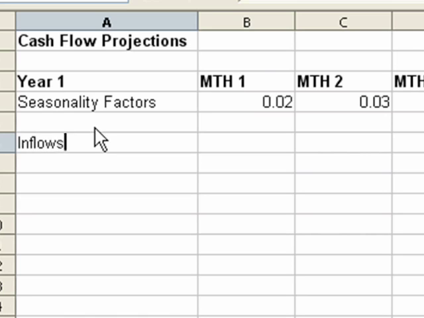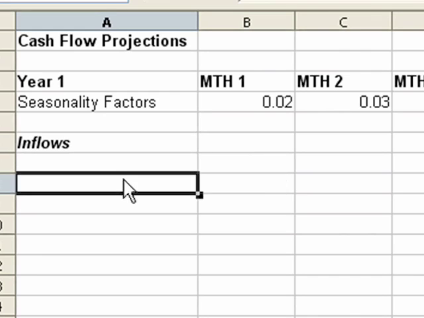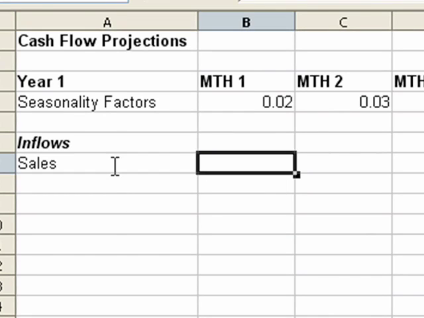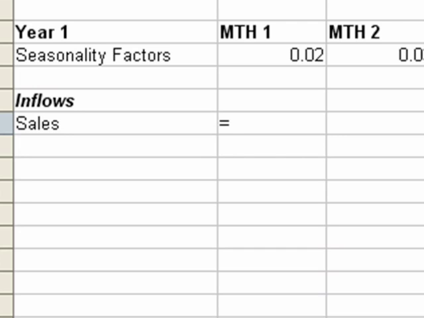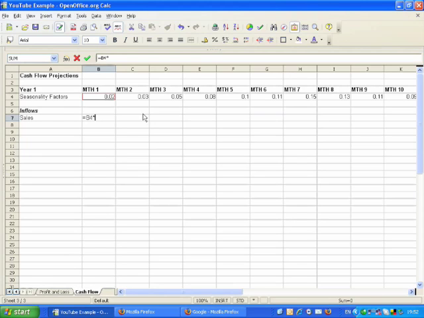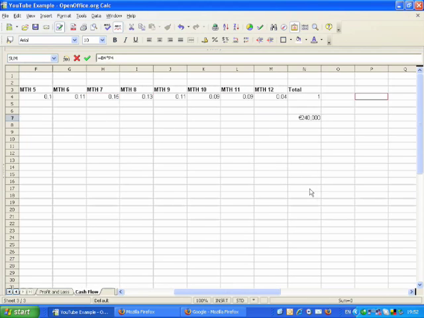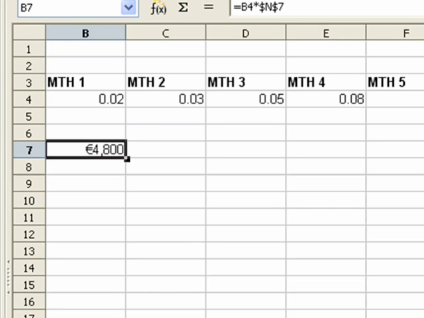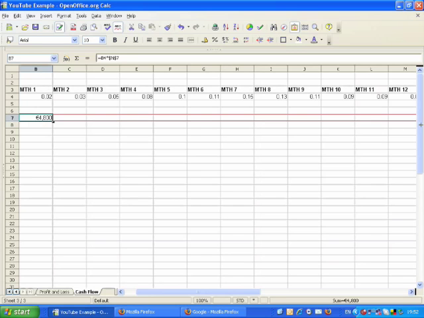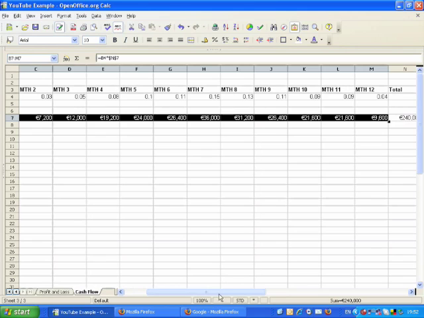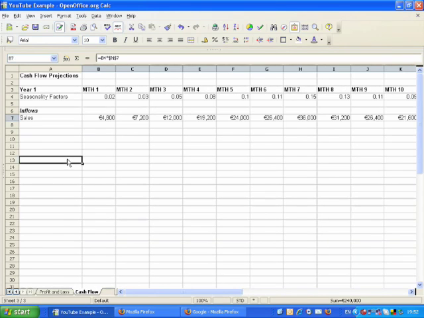Once we've done this, we'll move on to looking at our inflows. That's money coming in. And the money we have coming in at the moment is our sales. So let's multiply the seasonality factors by the sales figure that we've got in the profit and loss account. We just imported that figure in from the profit and loss account. So there we have our sales for each month.